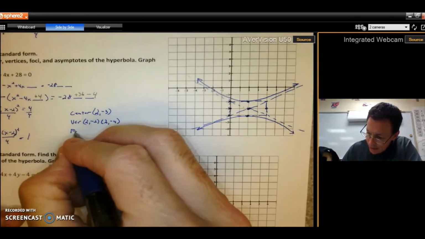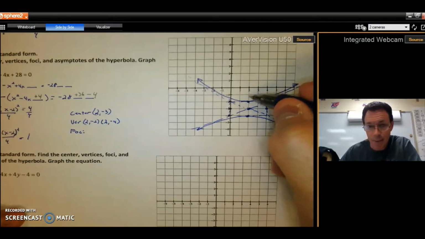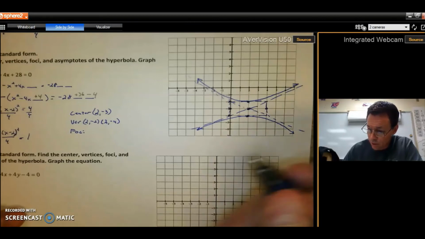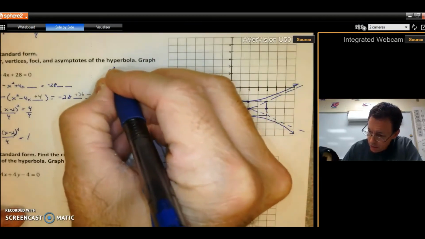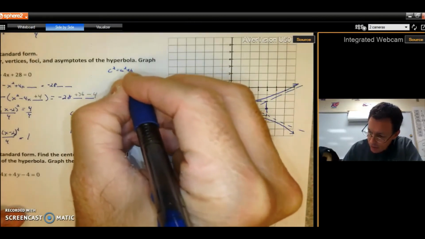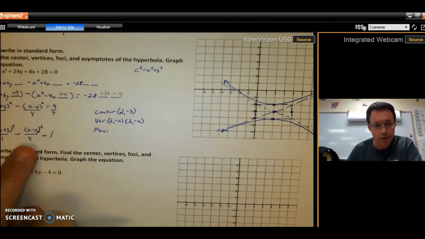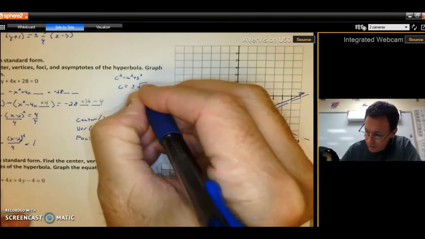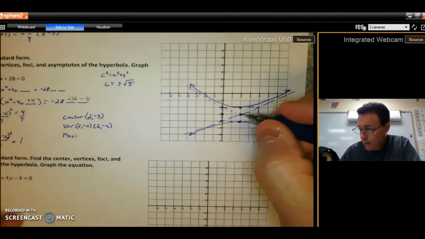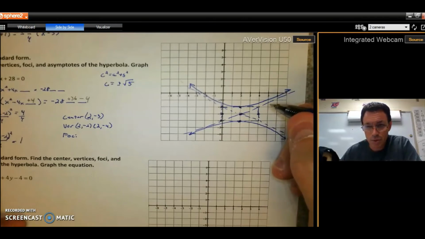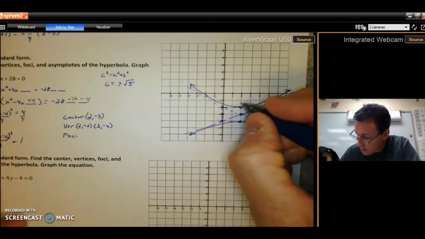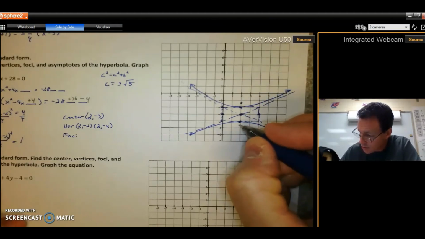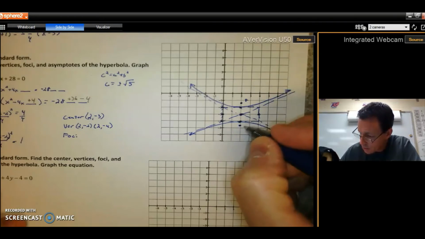My foci are again going to be up and down. They have to be inside this curve, just like the parabola was. So, c squared equals a squared plus b squared. So what do I got? I got a 1 plus 4, so a 5. So c is plus or minus the square root of 5. So, what's that? 2.2, 2.3, somewhere in there. You can put it in your calculator if you want, but it's going to be a little bit more than 2, so that's where our foci are.